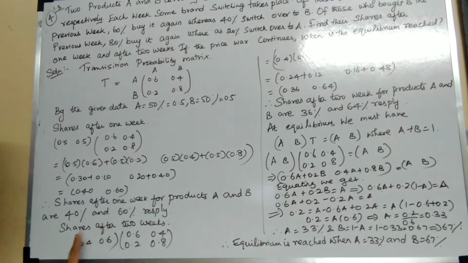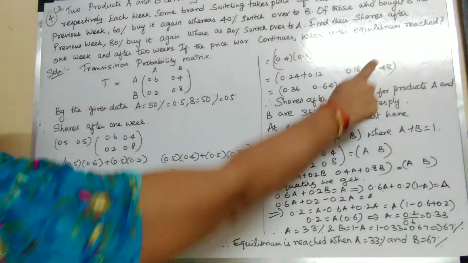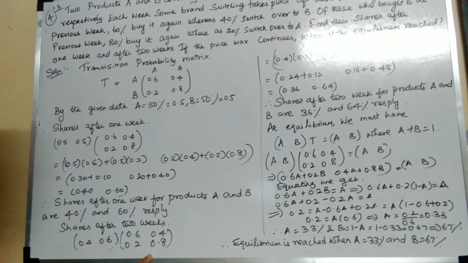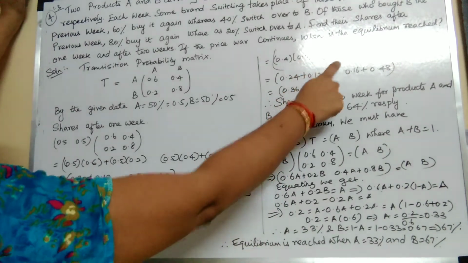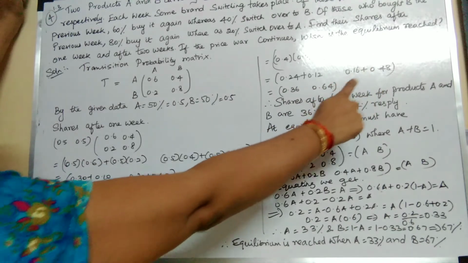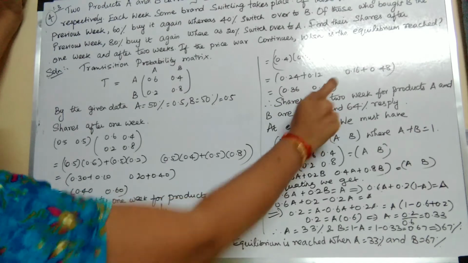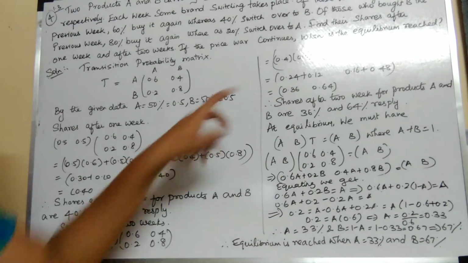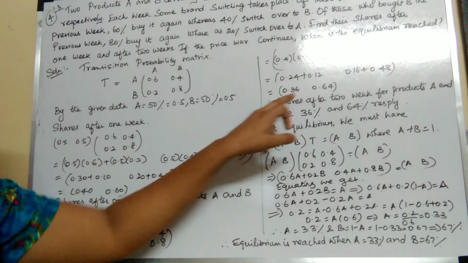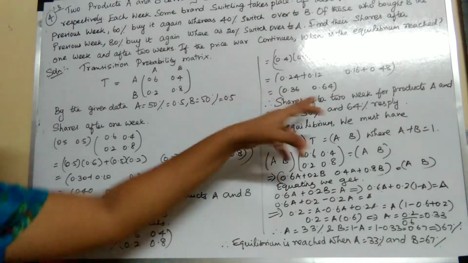What is it? Row 1 column 1: 0.4 into 0.6 plus 0.6 into 0.2. Similarly, 0.4 into 0.4 and 0.6 into 0.8. Multiplying gives 0.24 and 0.12, then 0.16 and 0.48. Adding these, you get 0.36 and 0.64. So 0.36 means 36%. After the second week, A share is 36% and B share is 64%.